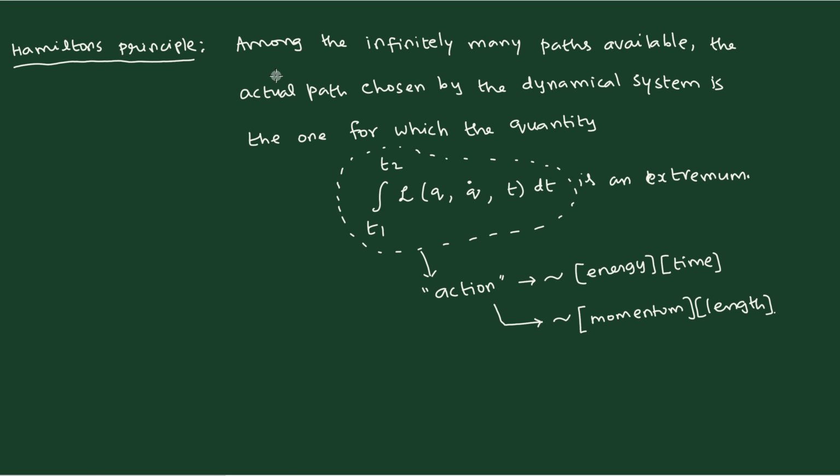Among the infinitely many paths available, I am reading the statement now. Where are the infinite paths available? That is the first question. The second thing is, out of that many paths, the actual path means the one the dynamical system ultimately chooses. You observe the one which you are observing, right? That is the actual path. If you are oscillating a pendulum and you ask why the pendulum is oscillating like that, that is the actual path.